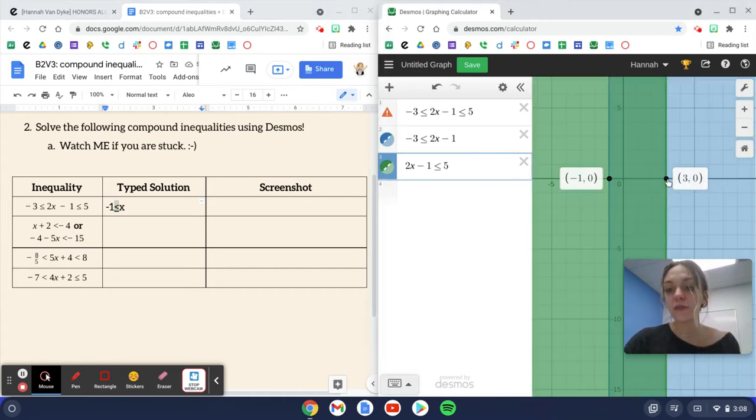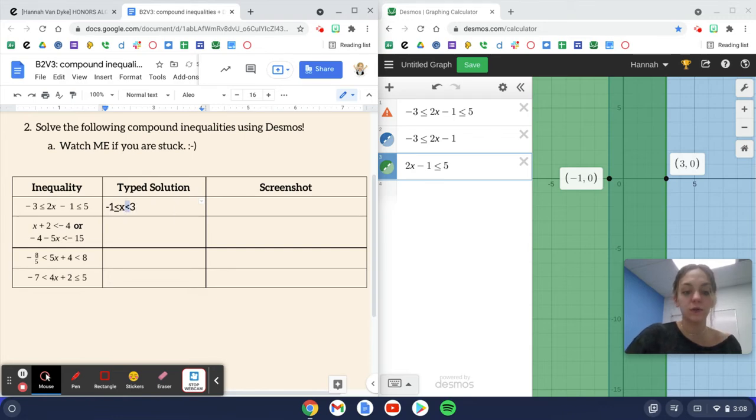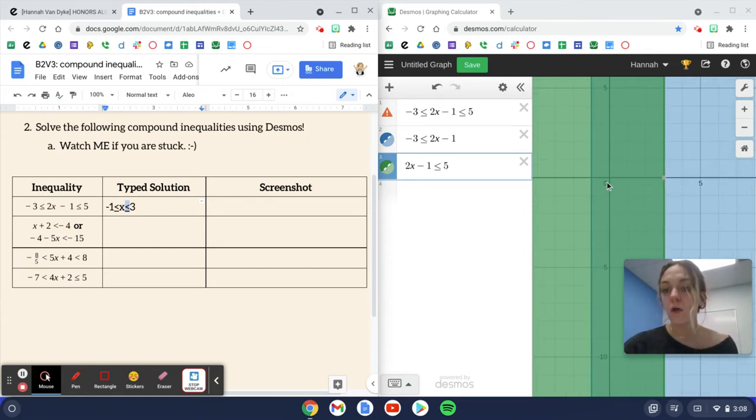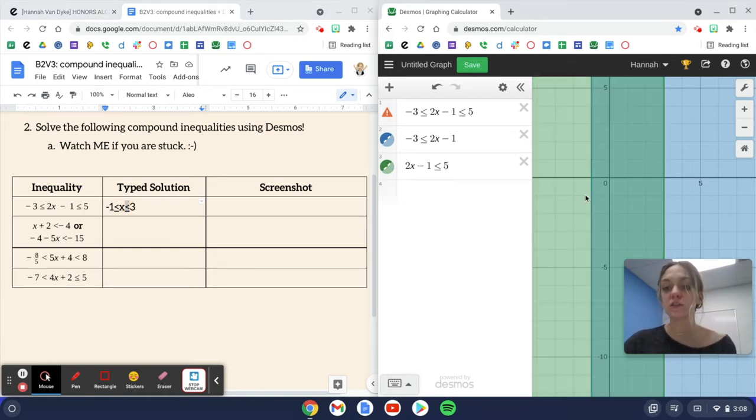And I stop at 3. And again, it's a solid line, so I'd have x is less than or equal to 3. So all of my solutions are in between -1 and 3, which I can see here. All of these numbers in this double shaded region are in between -1 and 3. And then you'll take a screenshot of this and put it in this box here.